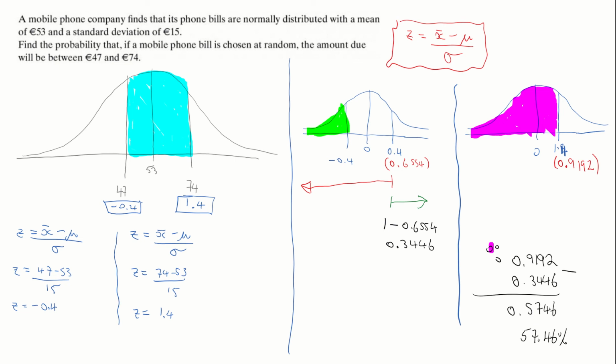So if we just look back up to the question, find the probability that if a mobile phone bill is chosen at random, the amount due is between 47 and 74 euro. It will fall between 47 euro and 74 euro 57.46% of the time. That's basically what that is telling us. So that's our revision on our normal distribution of probabilities.